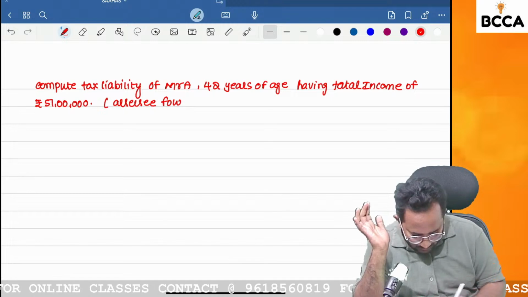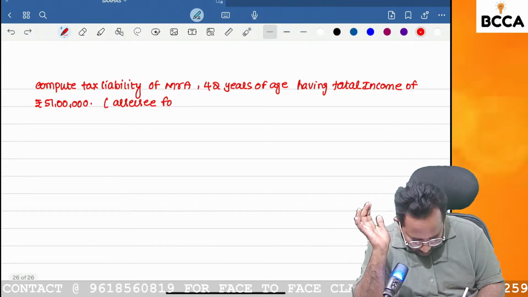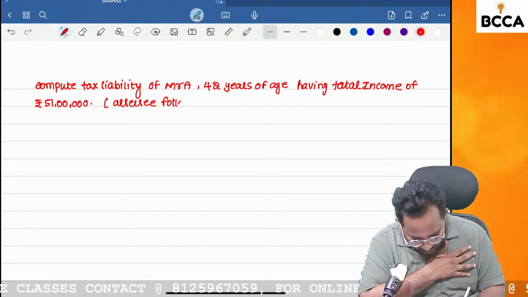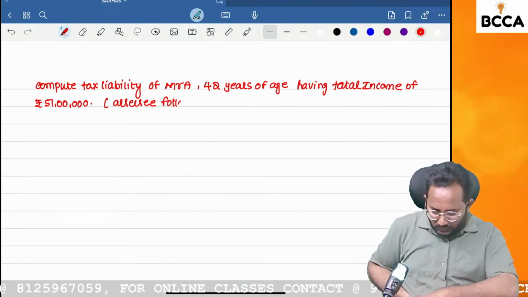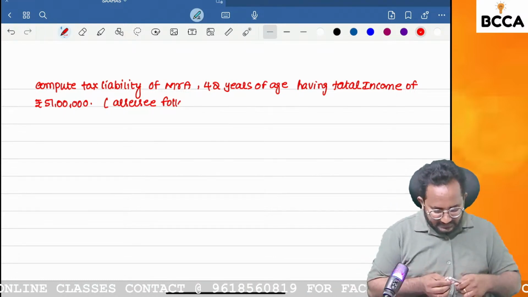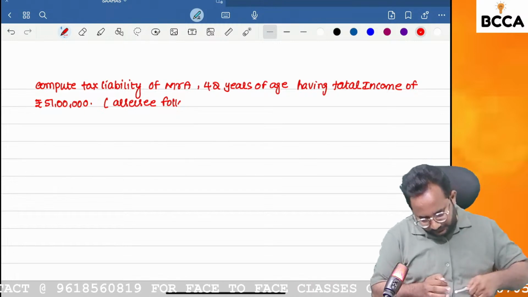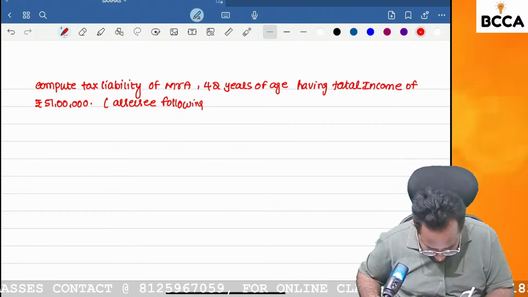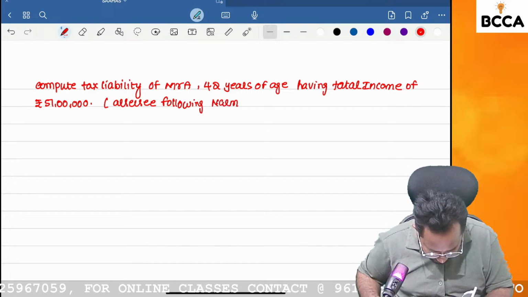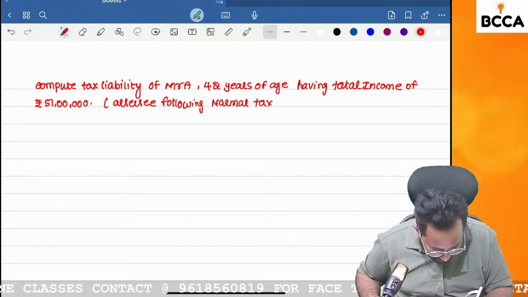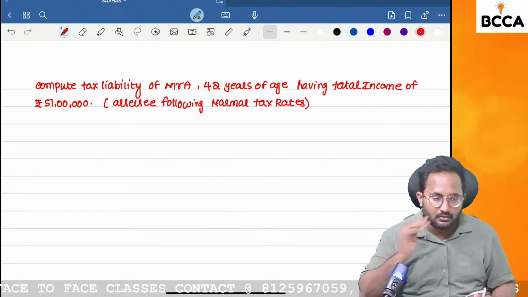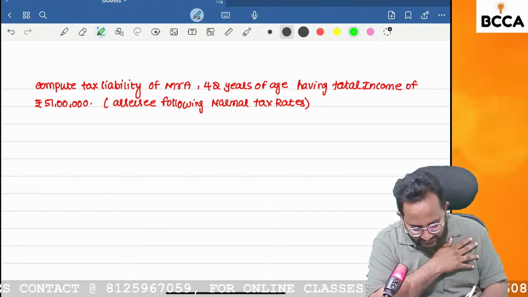Can you tell me what? SSE follows the optional tax rate or normal tax rate in our example. SSE following normal tax rates. Okay. Like these only they will give you as a question in our exam. So normal tax rates.